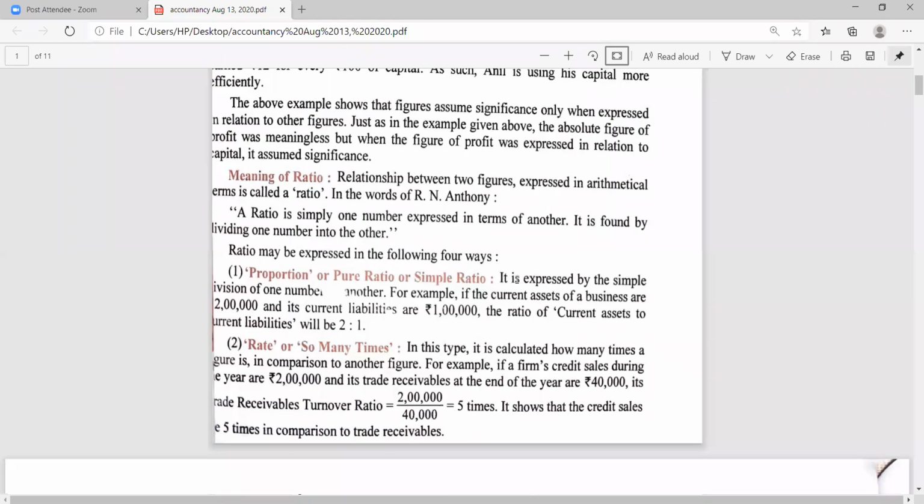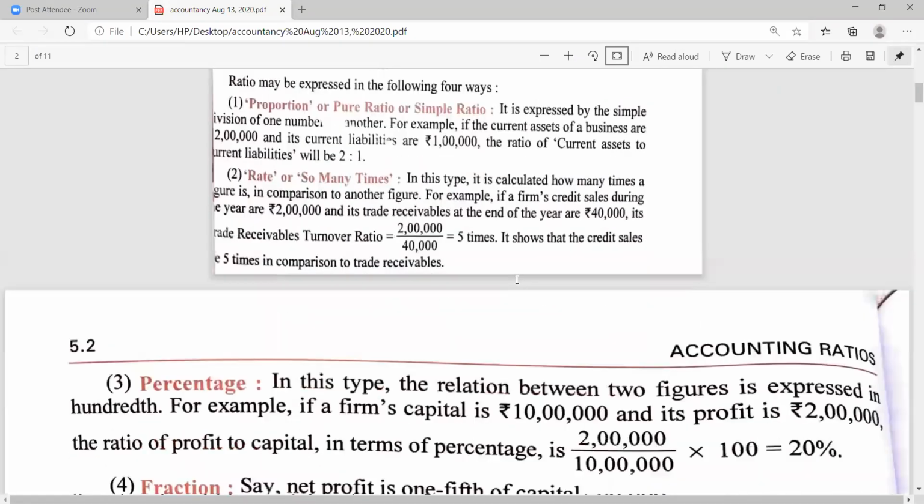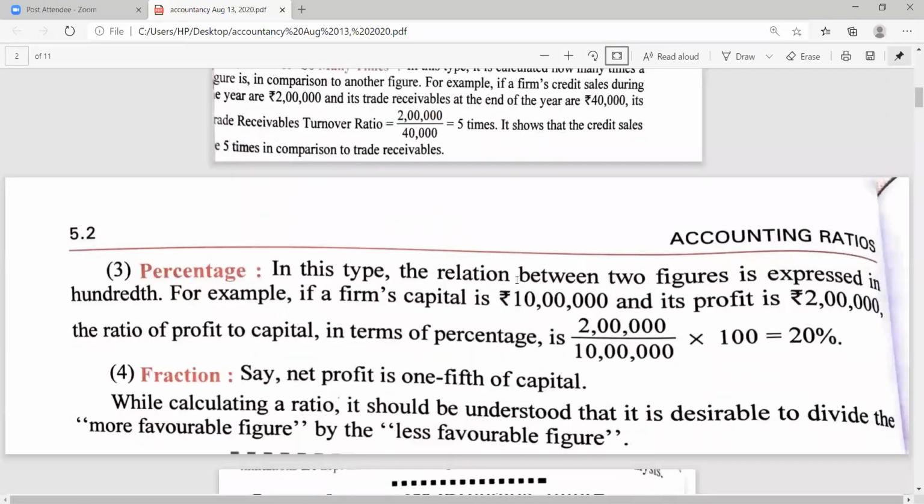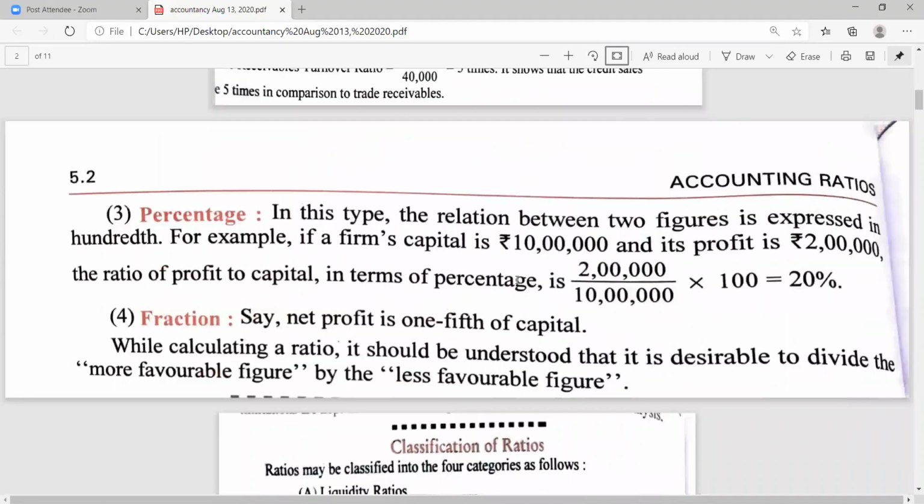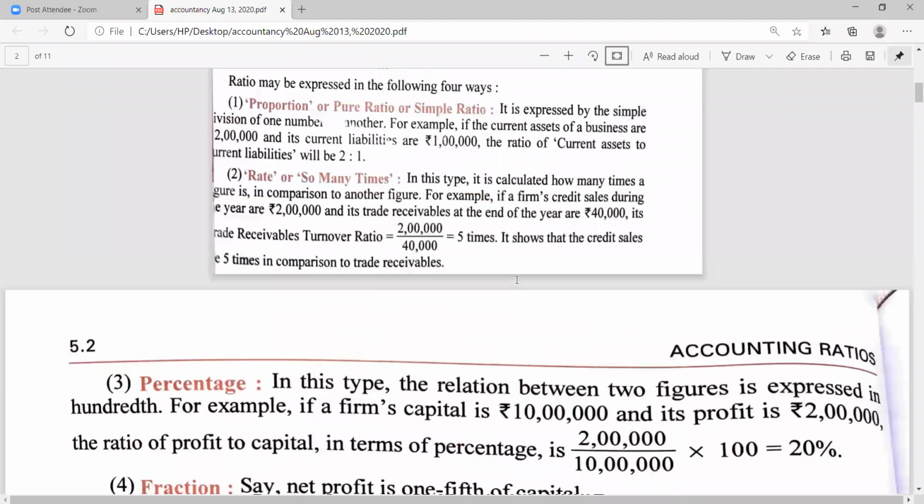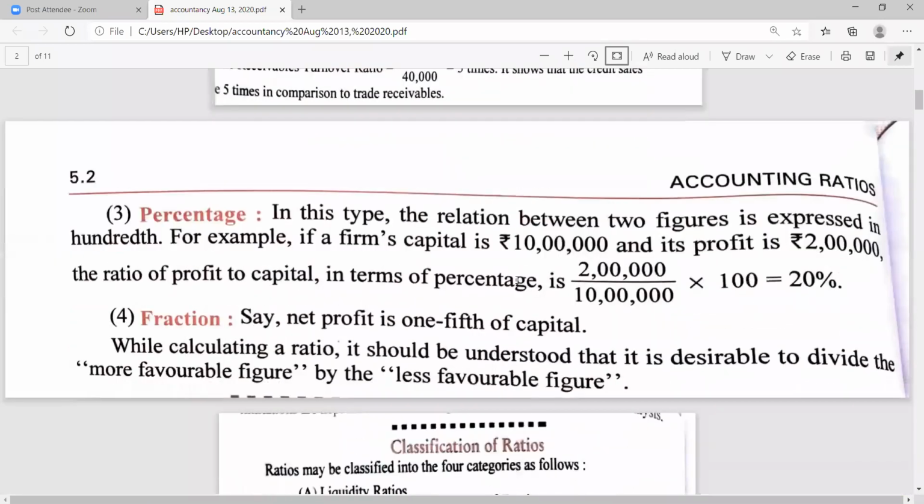Ratio can be expressed as a pure ratio, meaning proportion. You have studied in your junior classes in mathematics 2 is to 1, 1 is to 1, 2 is to 2. So many times can be there, 5 times, 2 times, 3 times. In the form of percentage, it can be calculated as well. In fraction, it can be calculated. Let me revise in which types ratios can be expressed. Ratio can be expressed in simple form or pure ratio, that is the ratio you did in your classes earlier, in times, in percentage, and in fraction.